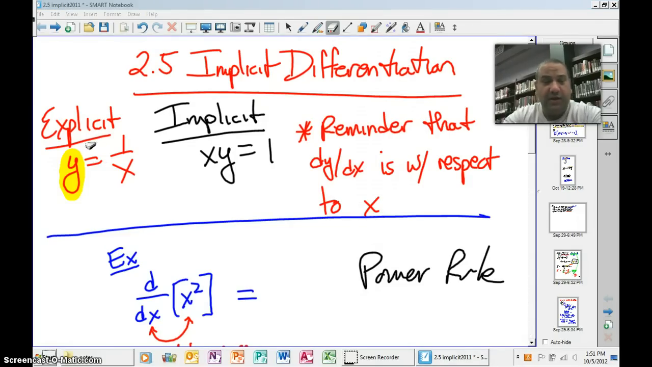And explicit is what we usually do. It's y equals, and that's all we've been learning, y equals, then taking a derivative. So this one is explicit, y equals 1 over x. But if we wanted it implicitly, we would multiply x and y together, and the implicit would have the two variables together, the x and the y. But we can only take the derivative with respect to one. And a reminder here, the dy dx is with respect to x.